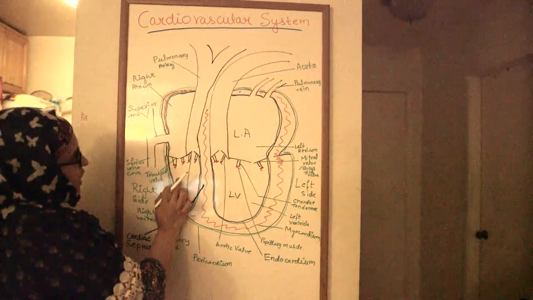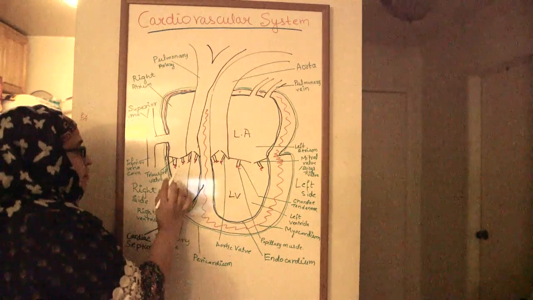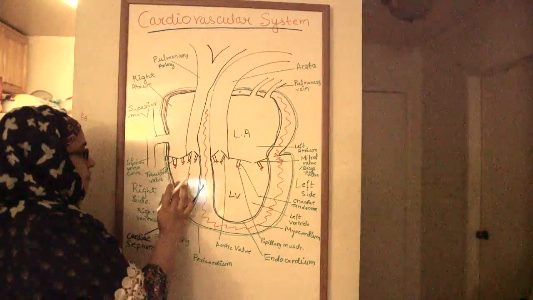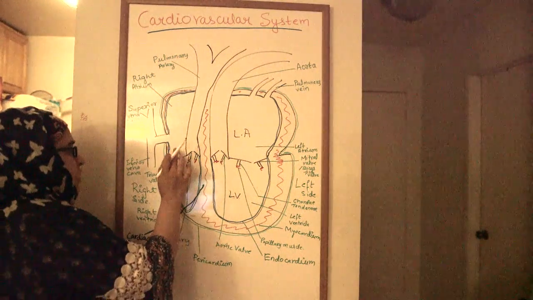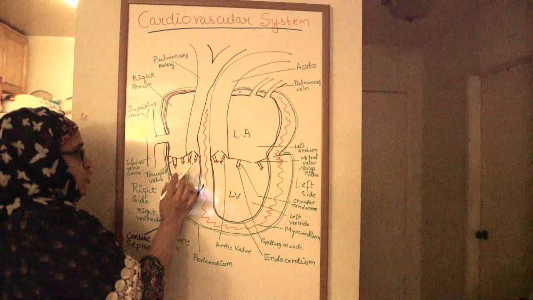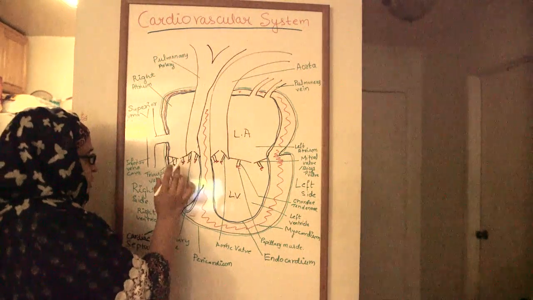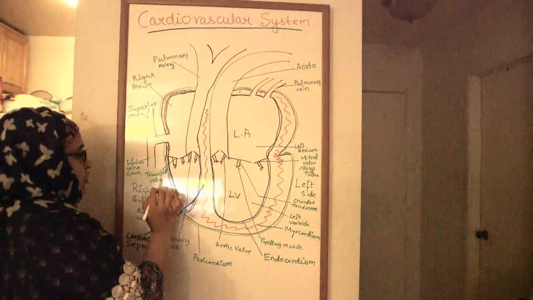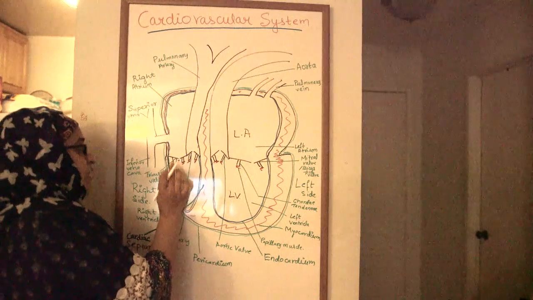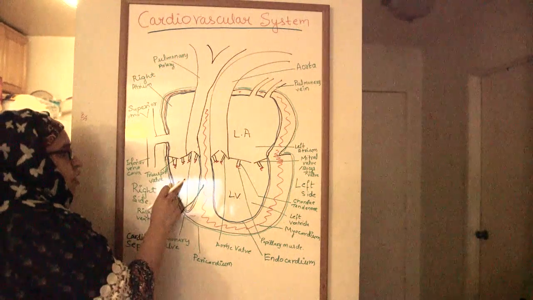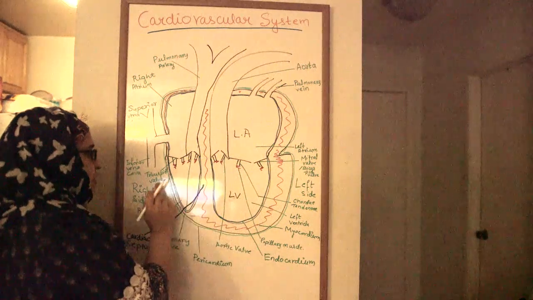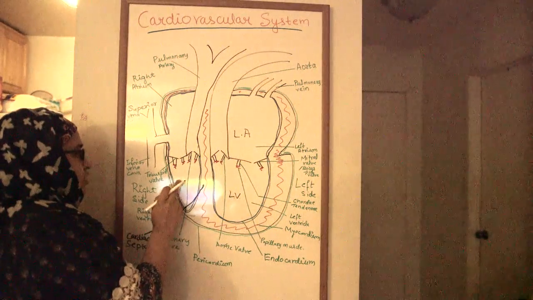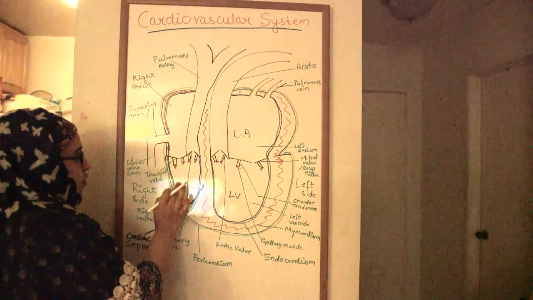Now look at the right side. Here we have the ventricle. The right side ventricle is separated from the right side atrium by the valves. These valves are called the tricuspid valve because there are three cusps in this valve, but the mitral valve had only two cusps. That's why it was called bicuspid. Here there are three cusps, so it is called tricuspid valve.